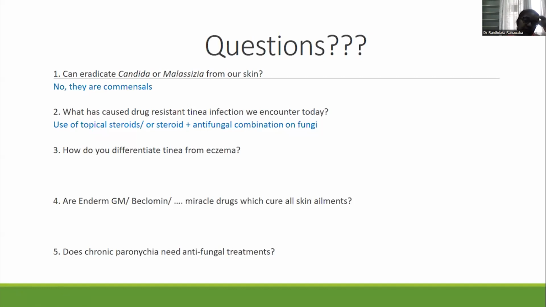So don't use steroid or steroid combination on fungus. So how do you differentiate tinea from eczema? That is the biggest problem now. That is why you give steroid and this combination. You can't differentiate. You just give this combination thinking that this will cure.